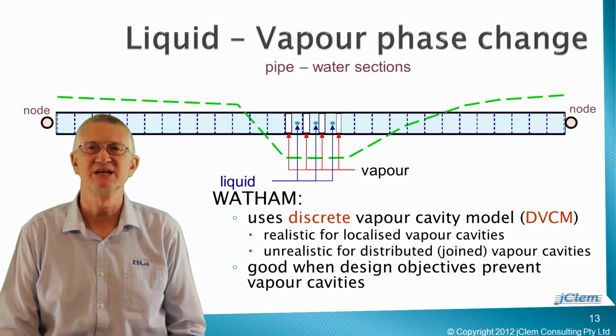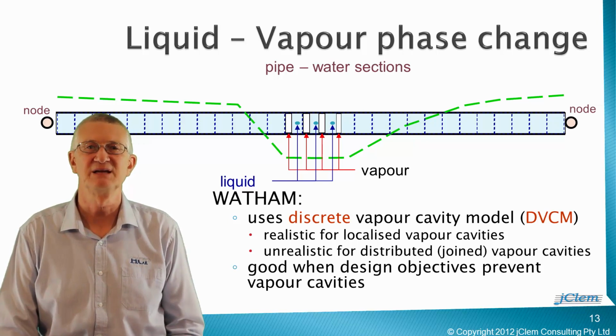As a result, the DVCM can create small, rapid surge ripples as vapour cavities in individual water sections collapse. These ripples don't occur in reality. The end result is that the DVCM produces surge amplitudes after water column recombination, that is, all water sections in the pipe are now liquid again, that are likely to be higher than reality. In other words, DVCM will give you conservative engineering results.